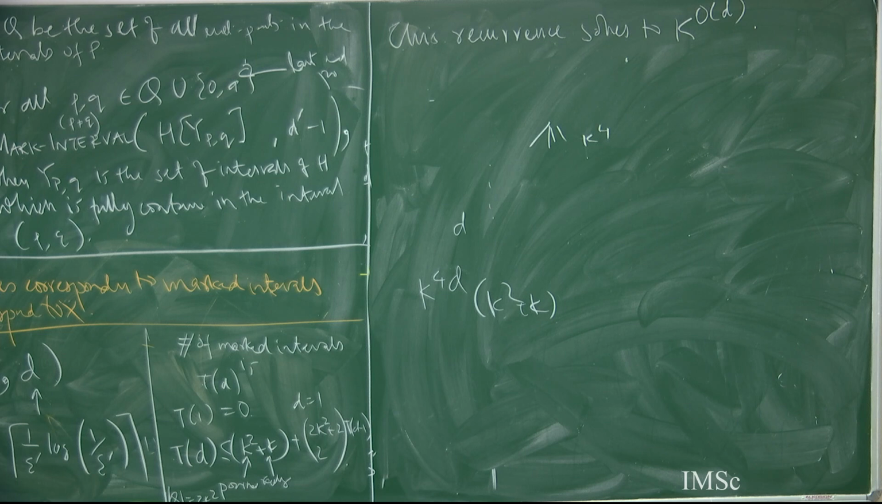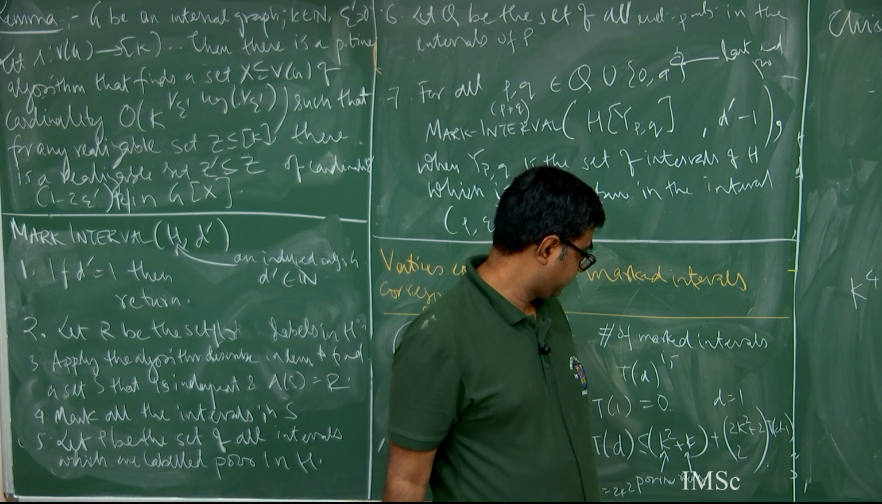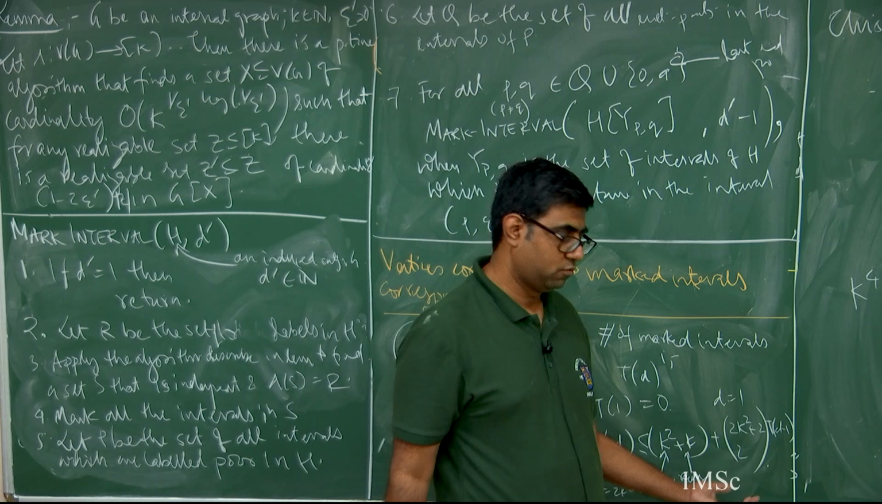Which one? No, there is T of d minus 1. But when I expand this, all I am saying is if I look at this recurrence, I know I will get 2 k square plus 2 choose 2 d many such terms, like whole power d. Because when I open up T of d minus 1, what is T of d minus 1? It is again some expression of d. Yes.